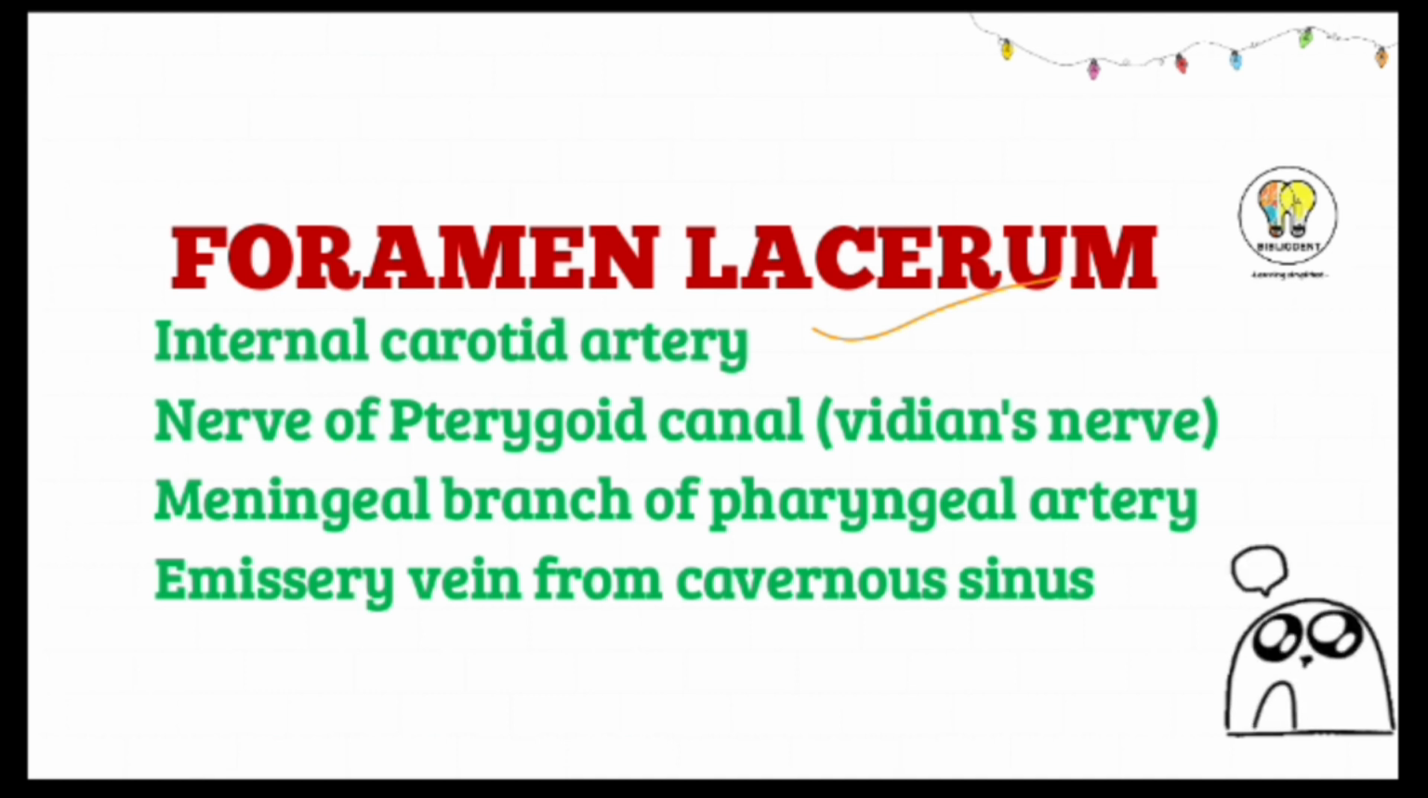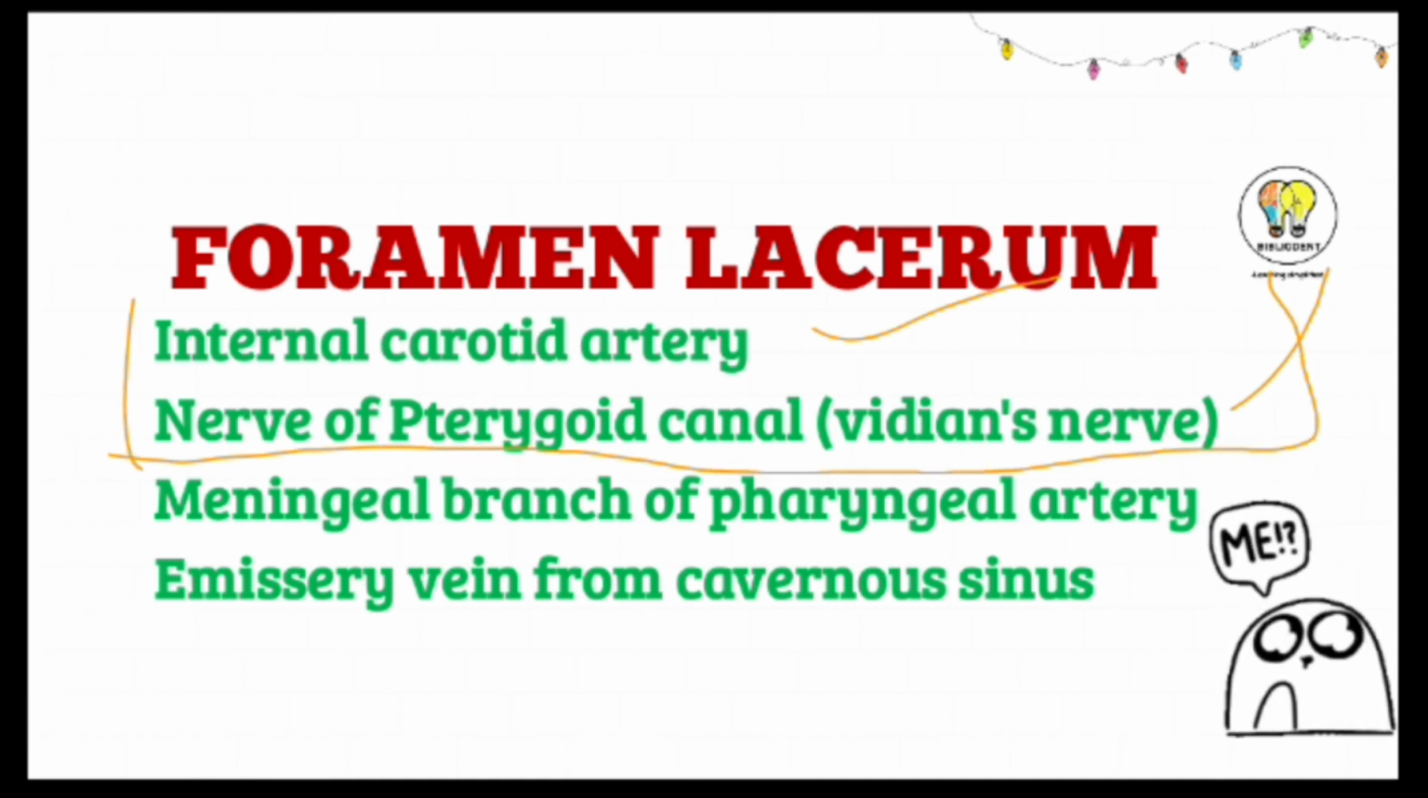Internal carotid artery for I, N for nerve of pterygoid canal or Vidian nerve. This is passing through the upper part of Foramen lacerum, and in the lower part there is meningeal branch of ascending pharyngeal artery and emissary vein from cavernous sinus. In me.